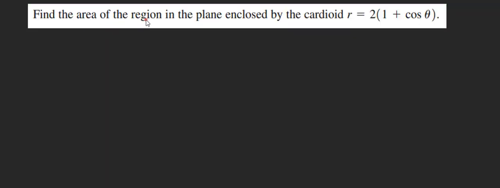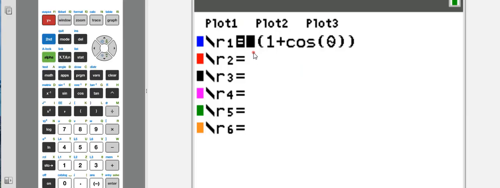It says find the area of the region in the plane enclosed by the cardioid r equals 2 quantity 1 plus cosine theta. So in order to do this, let's first graph r equals 2 times the quantity 1 plus cosine theta using our graphing calculator. Put 2 quantity 1 plus cosine theta into your calculator and let's graph this.